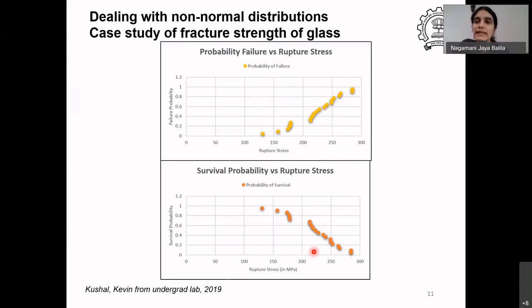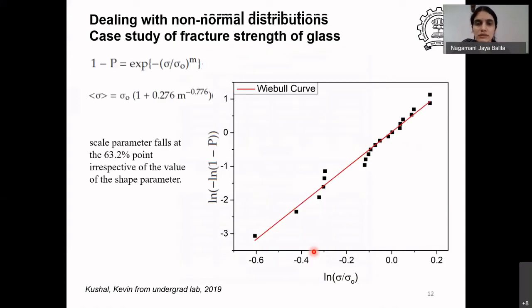So it is slightly different from the mean for a Weibull distribution. The scale parameter happens to be at this value. So the probability distribution function will look like this. It is 1 minus p, where p is the probability of failure, is equal to exponential of minus (sigma by sigma naught) to the power m, where sigma is the fracture stress that you are recording and sigma naught is the scale parameter that I was talking about, which is slightly different from the mean of the data usually.